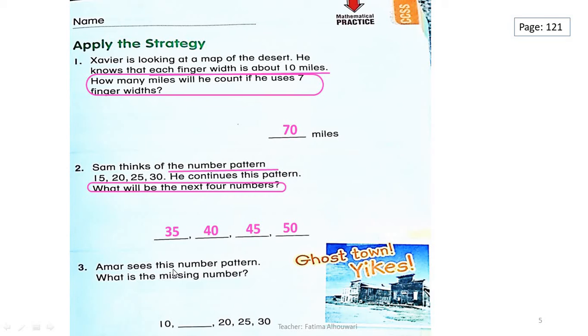Amar sees this number pattern. This is the fact. What is the missing number? This is what we have to find.